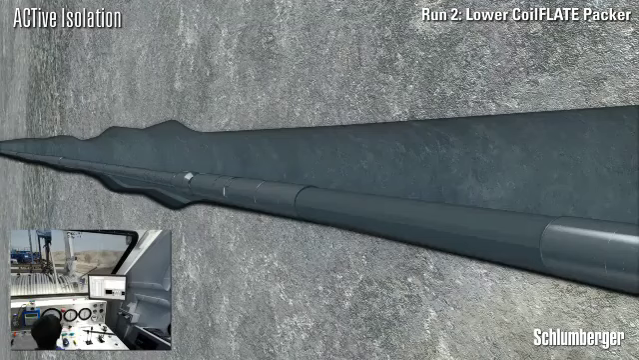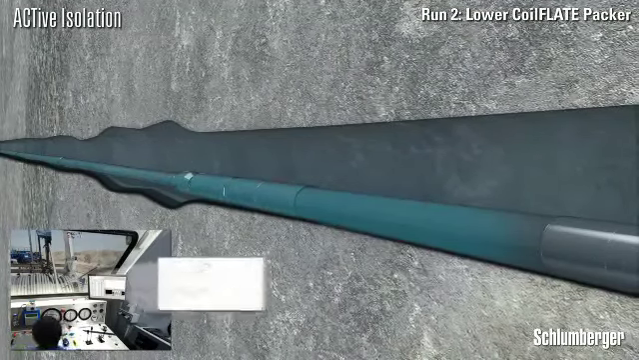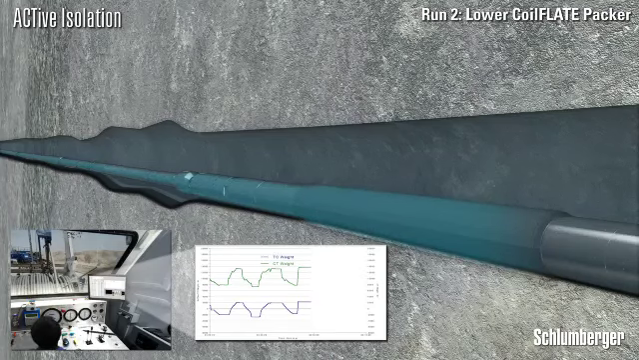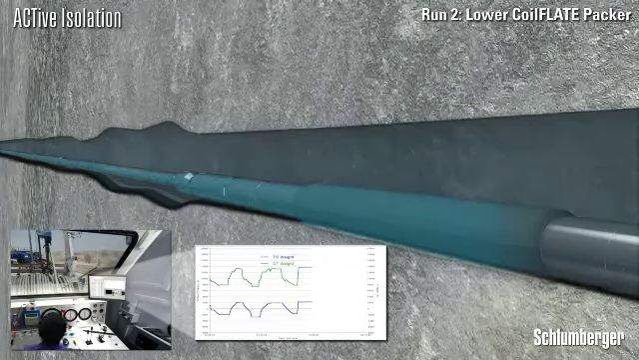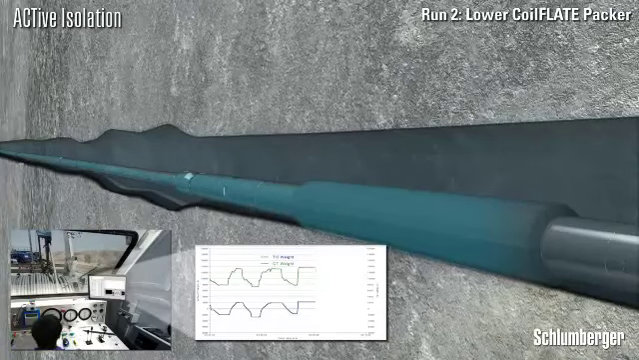Differential pressure inside the CoilFlate inflatable packer is created by applying pump pressure. The inflation process begins once enough differential pressure to open the inflation valve has been generated in the packer mandrel. The element increases in size as it is filled up with inflation fluid.